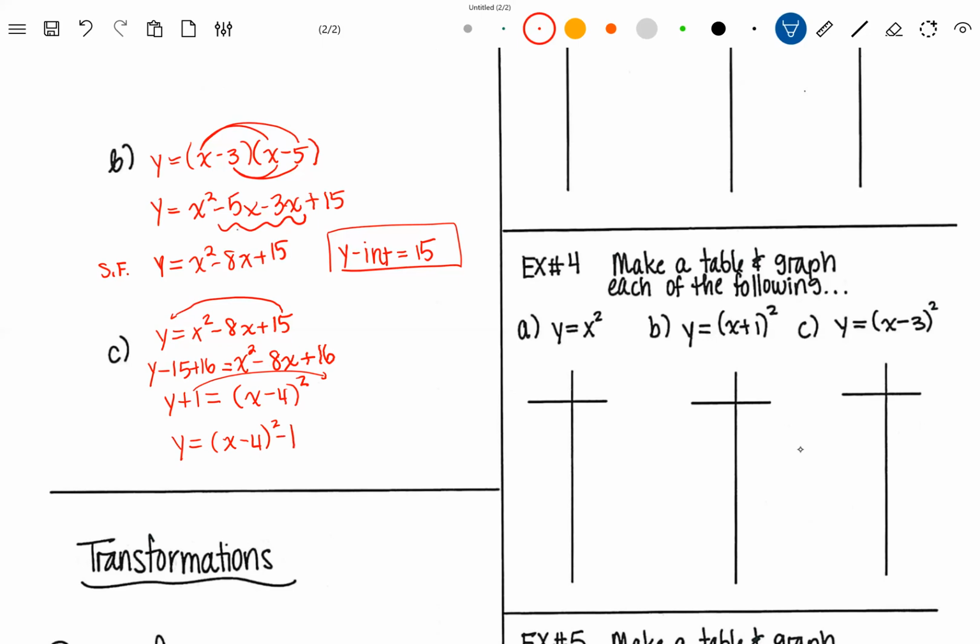This is vertex form right here, and for the vertex, the x is the opposite of that number, so it's a positive 4, and then the y is the same as that last number, which is negative 1.